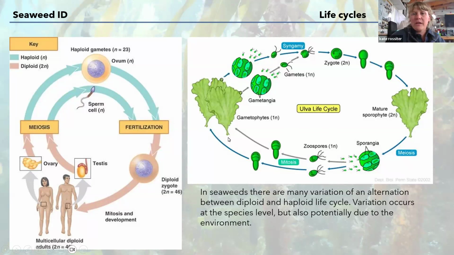So here's an example of a green alga. This is Ulva, and you have, let's say, your haploid stage, the gametophytes. They produce gametes, which is the same as a sperm or ovum. They then form a zygote and form the diploid stage, which is called a sporophyte. That sporophyte then undergoes meiosis, produces zoospores that then become the gametophytes.